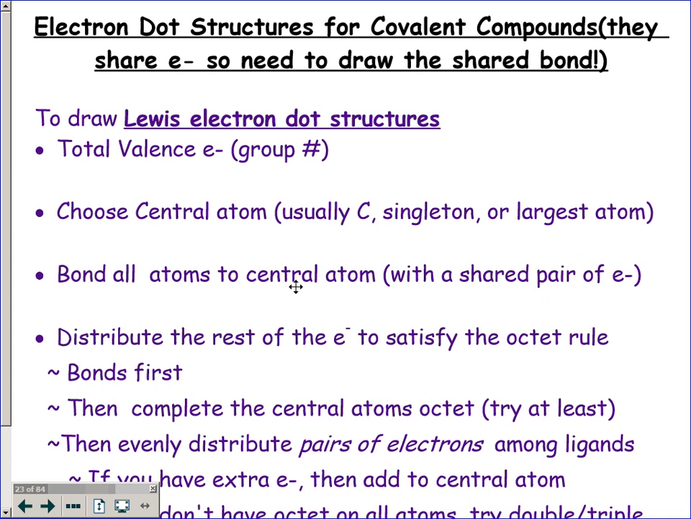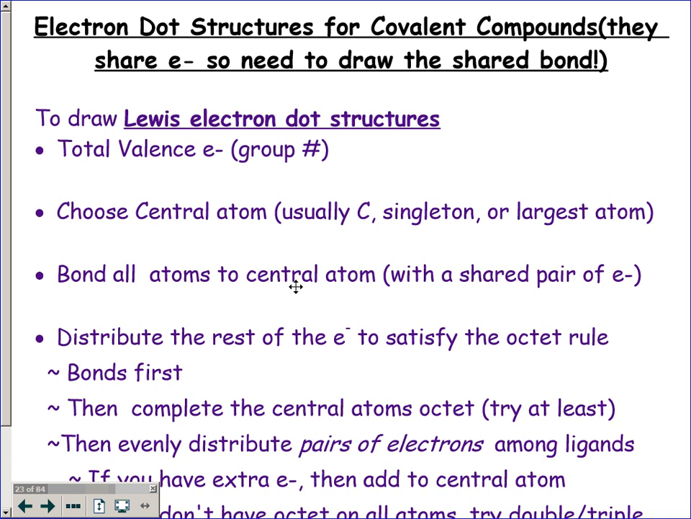So we count our valence electrons, we draw a skeleton. Now the skeleton structure, after we've selected the central atom, we're just going to bond atoms to the central atom with lines. I'm just going to put lines there. So that's what it means. Bond all atoms to the central atom with a shared pair of electrons.